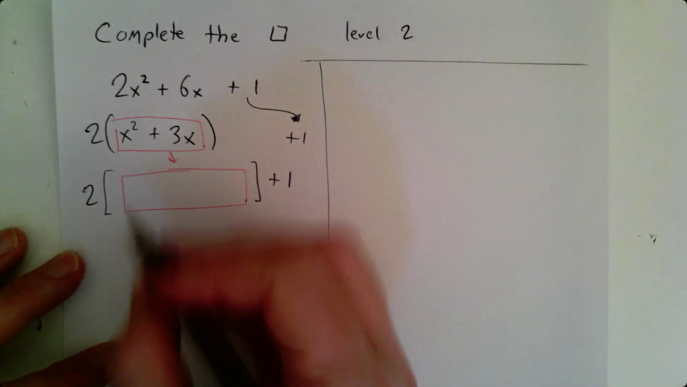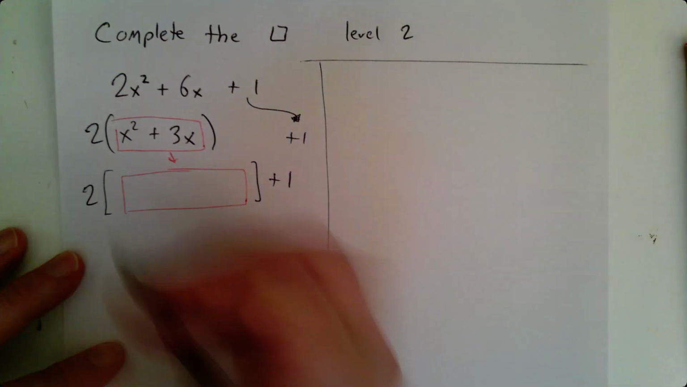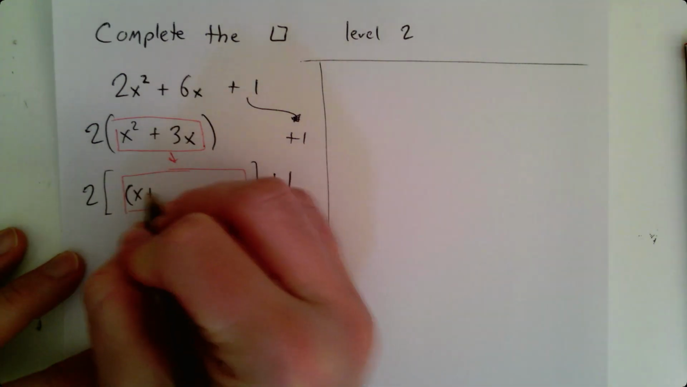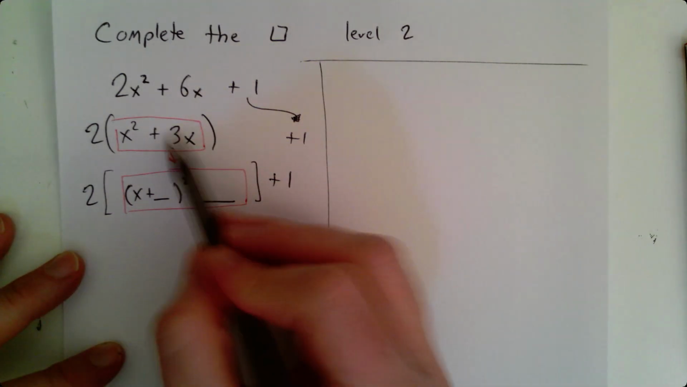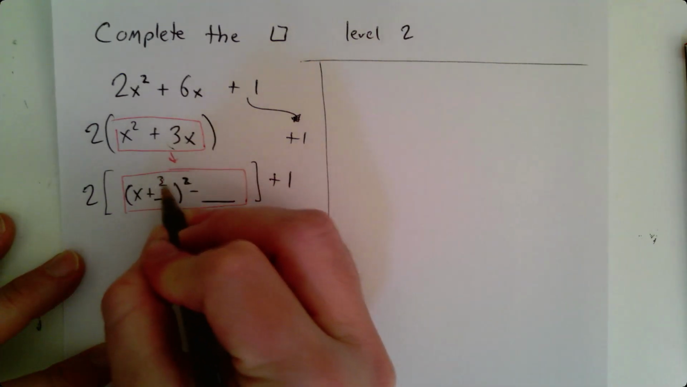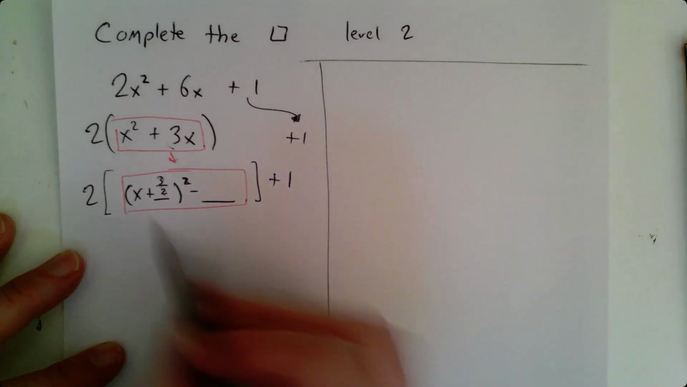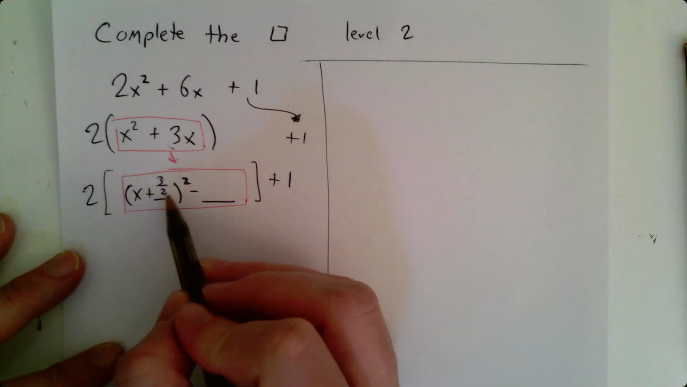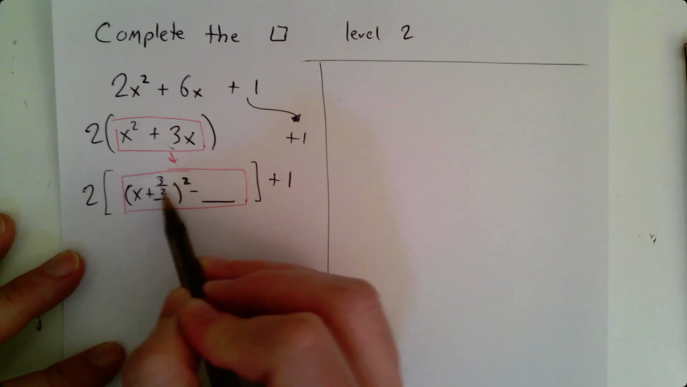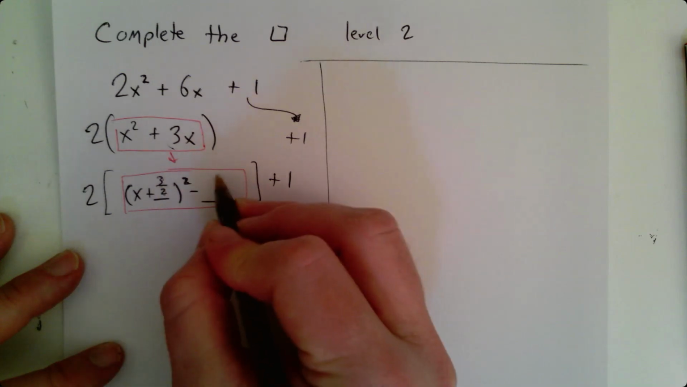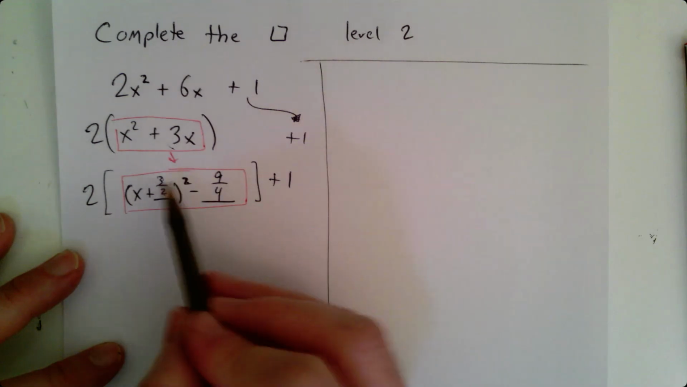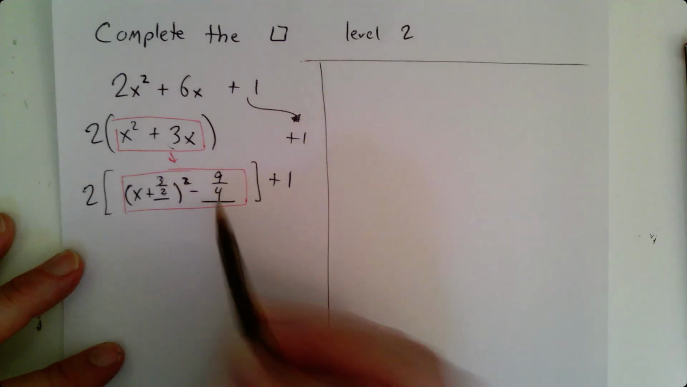This is going to be the same as it was before. So I'm going to rewrite it as x plus something squared minus something. So half of 3 is literally 3 divided by 2, 3 halves. I know that when I expand this out, I'm going to get this term squared as extra. So I'm going to subtract that term squared. So I'm going to subtract 9/4 because that's 3 squared over 2 squared.